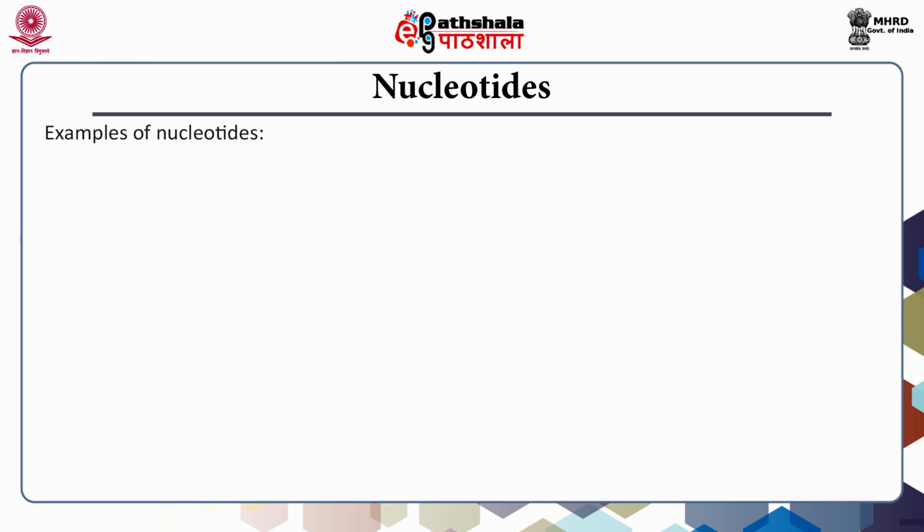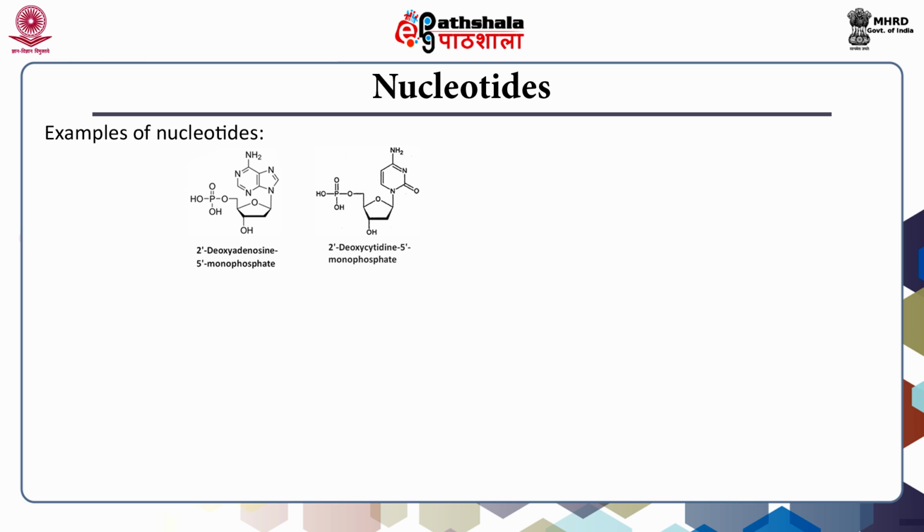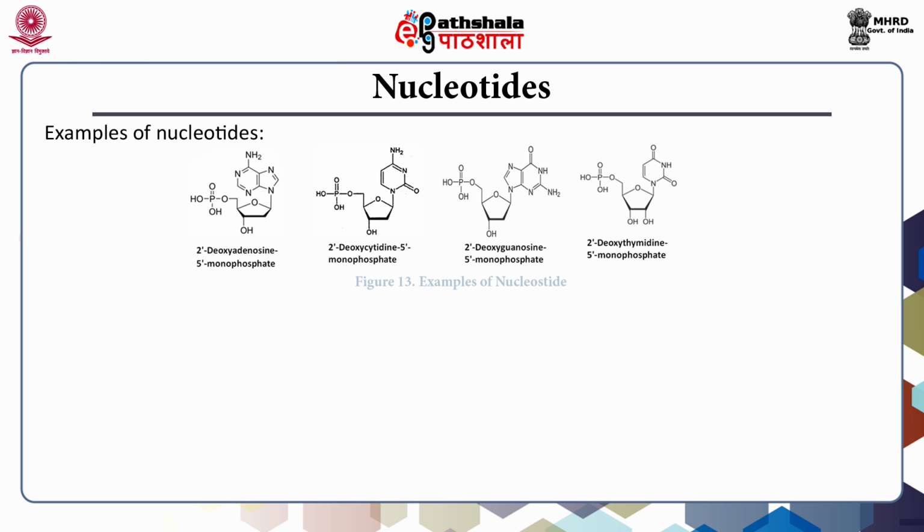Therefore, the examples of nucleotides would include deoxyadenosine monophosphate, deoxycytidine monophosphate, deoxyguanosine monophosphate, deoxythymidine monophosphate. All these 4 are shown in the figure, which you can see.